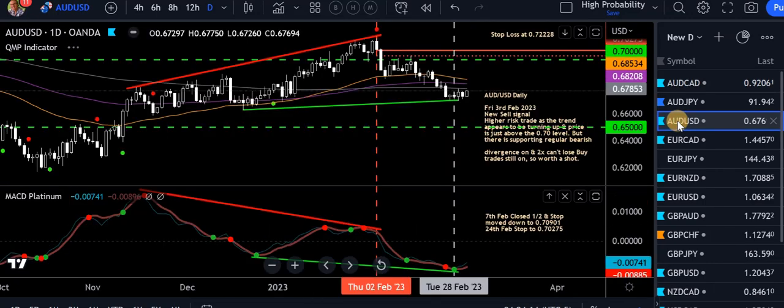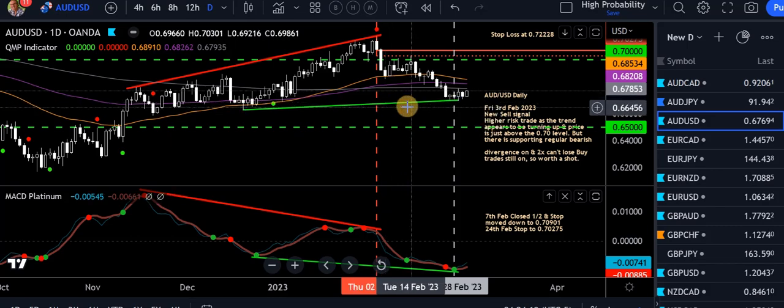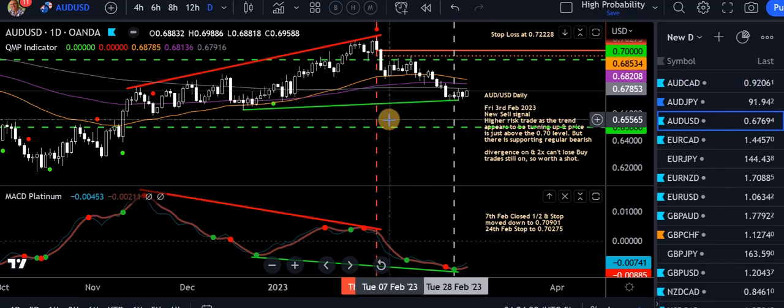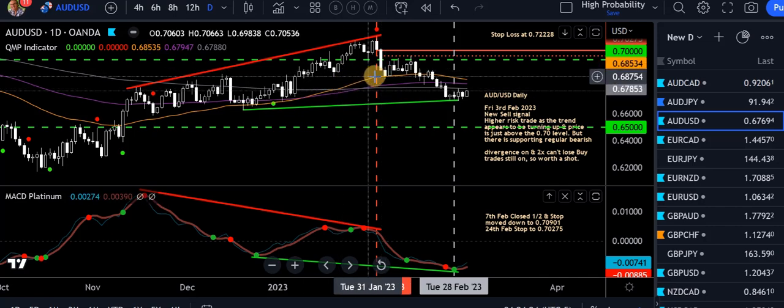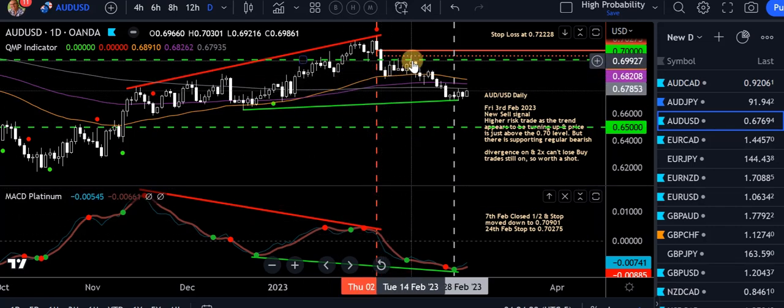Aussie USD in a sell back here, 3rd of Feb. We're going to close 7th of Feb, close half. I reckon it'll be in here somewhere. Yep, on the open, that candle, same deal. Price came back to the moving averages. MACD through the zero level, closed half.